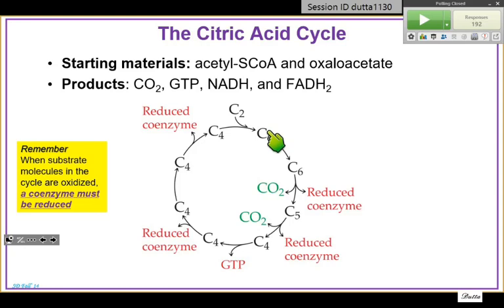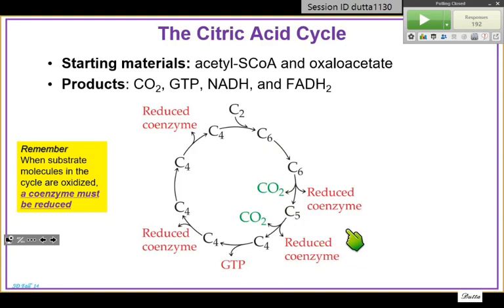This is also called Krebs cycle. So scientist Krebs invented this cycle. This is also called CAC cycle, citric acid cycle, or TCA, tricarboxylic acid. So you have 3 carboxylic acid groups, 3, and you have total 6 carbon.